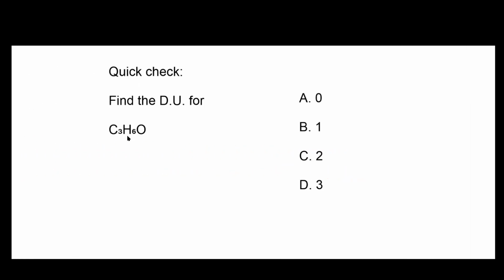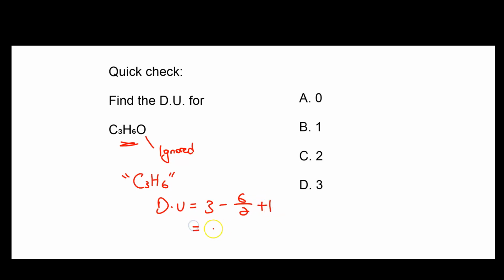Quick check. Try this. Find the DU of C₃H₆O. Oxygen is inert. Therefore, our revised molecular formula will be C₃H₆. Therefore, DU equals 3 carbon minus 6 hydrogen over 2 plus 1 equals 1. Hence, the answer is B.